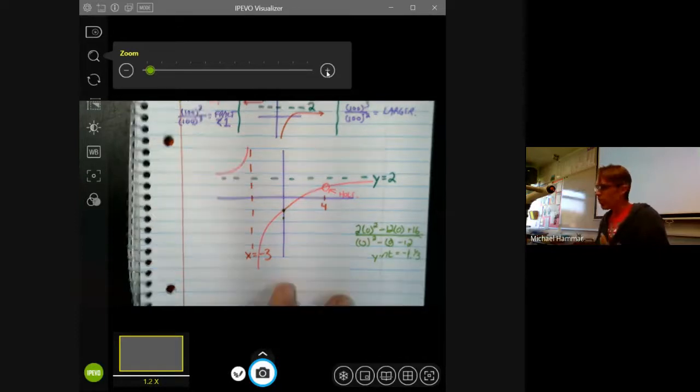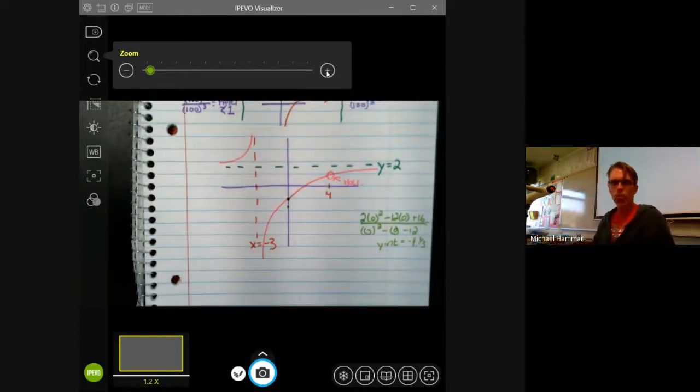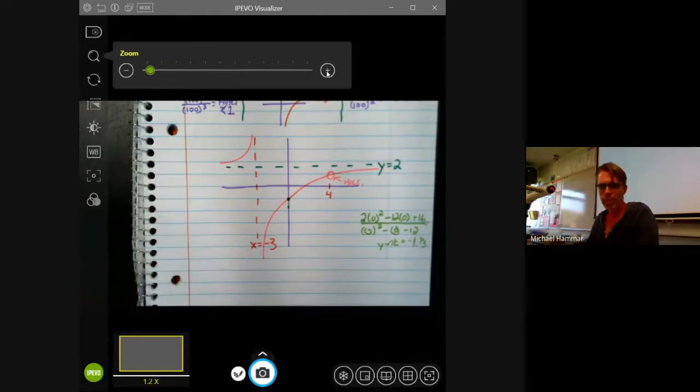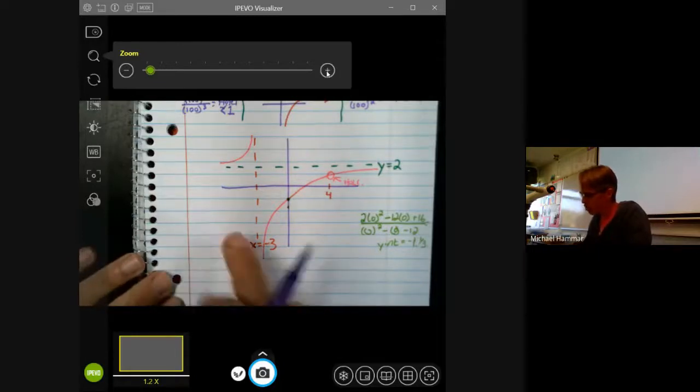Now, the final thing that I want to review with you is actually something new. It's kind of old and it's kind of new. What you need to do is know how the AP test is going to have you write the domain. Okay? So in this case, we need to review a couple things. When we write domain, we use either brackets or parentheses. Okay? So let's just talk about the domain from here to x equals -3.